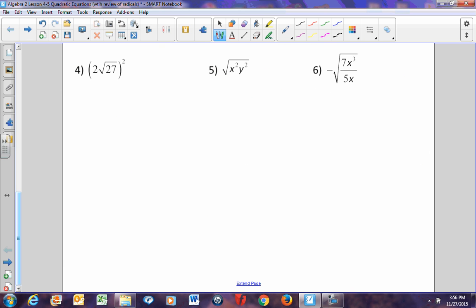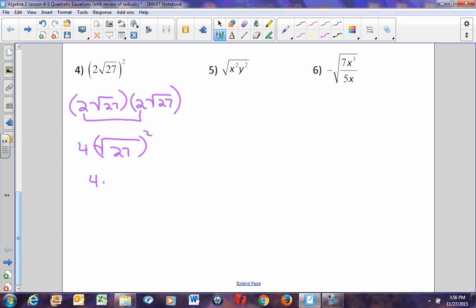If I take 2 square roots of 27 and I want to square that, that literally means 2 square roots of 27 times 2 square roots of 27. So outside times outside, 2 times 2 is 4. Inside times inside, the square root of 27 times the square root of 27 is the square root of 27 squared. Which means I end up with 4 times 27, because the square root of 27 squared, the square gets rid of the square root, and 4 times 27 is 108.